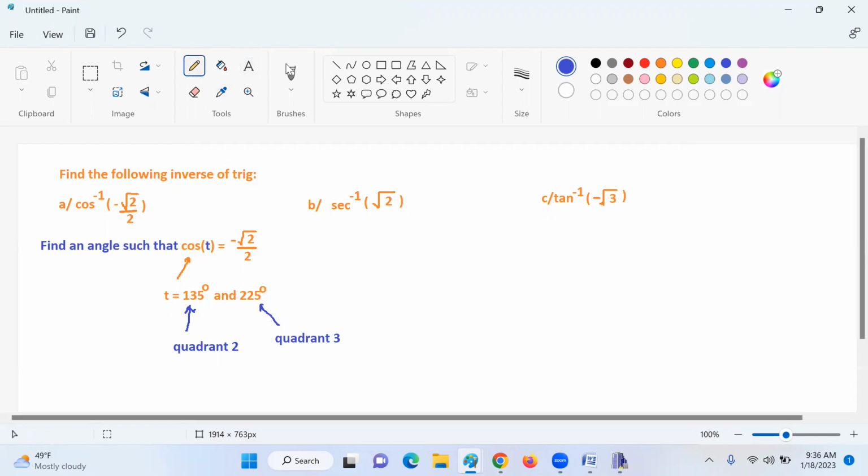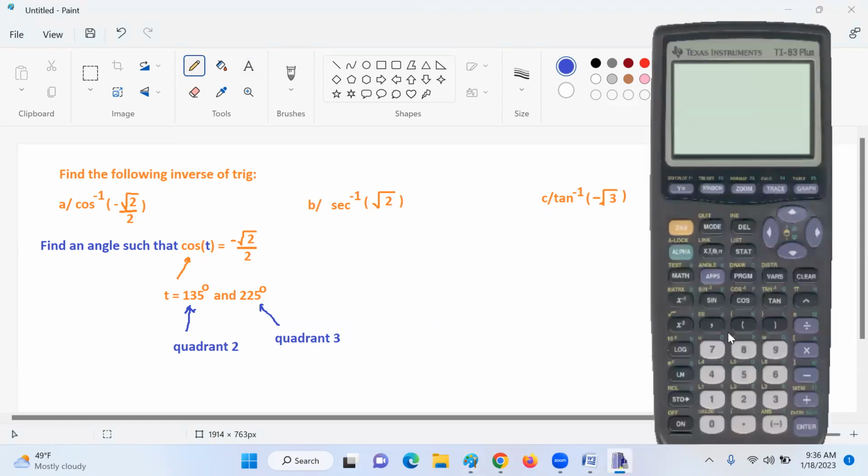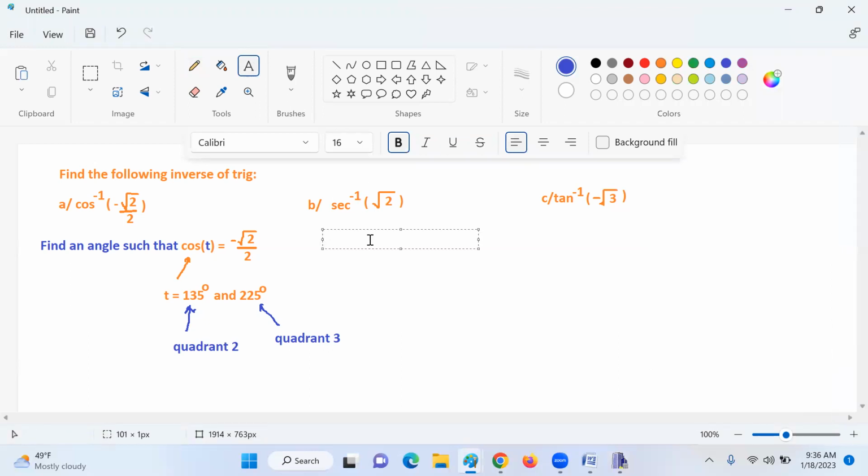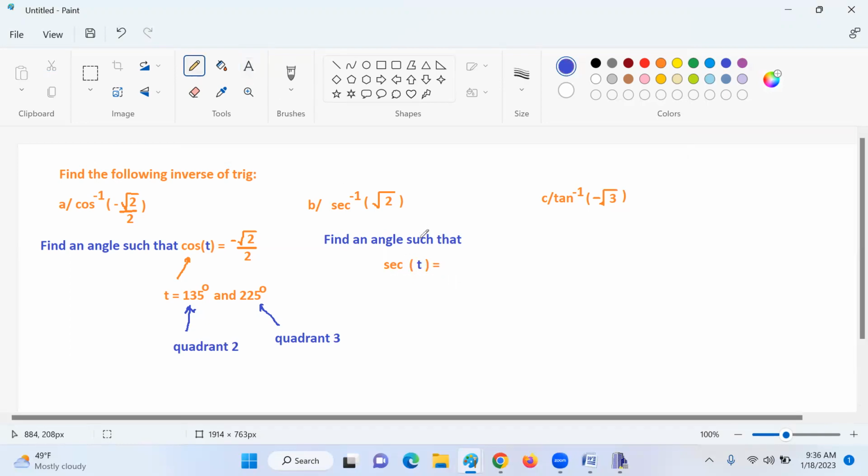The secant is not on the calculator, so that's not going to help either. So how can we get the secant of this? What trick do we have to look at so that we can find the secant? We're going to find an angle such that the secant of t equals negative radical 2.